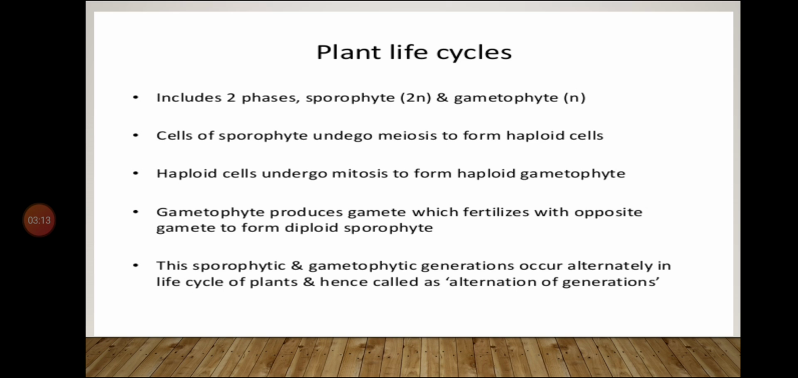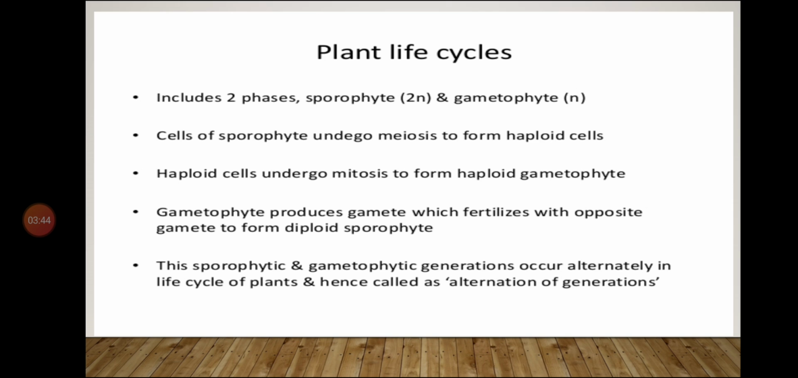Okay, the sporophytic and gametophytic generations occur alternately in the life cycle of a plant, and hence this process is called alternation of generation. That means one time there will be a sporophytic generation and after that there will be a gametophytic generation. From sporophyte, gametophyte is produced, and from gametophyte, sporophytes are produced.